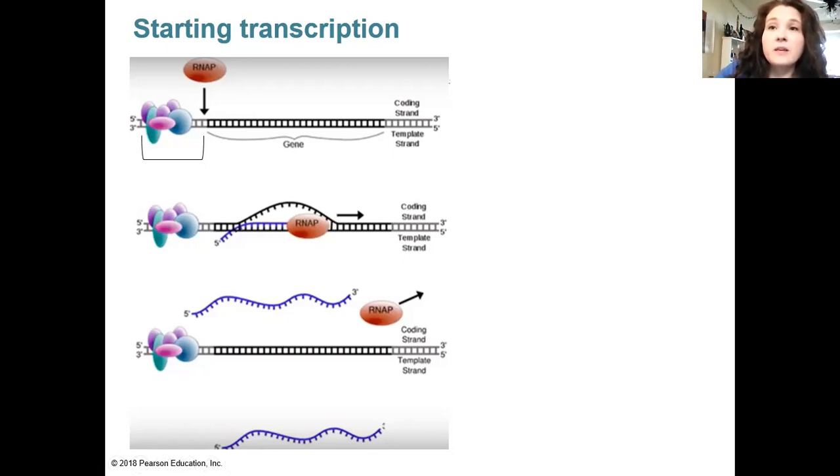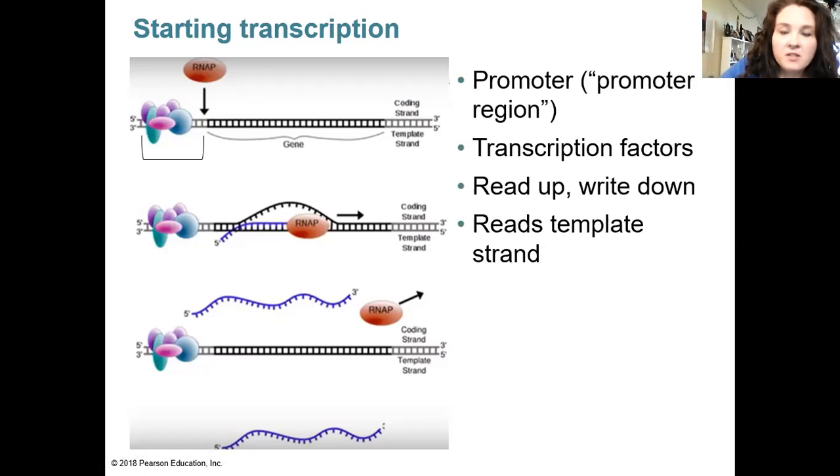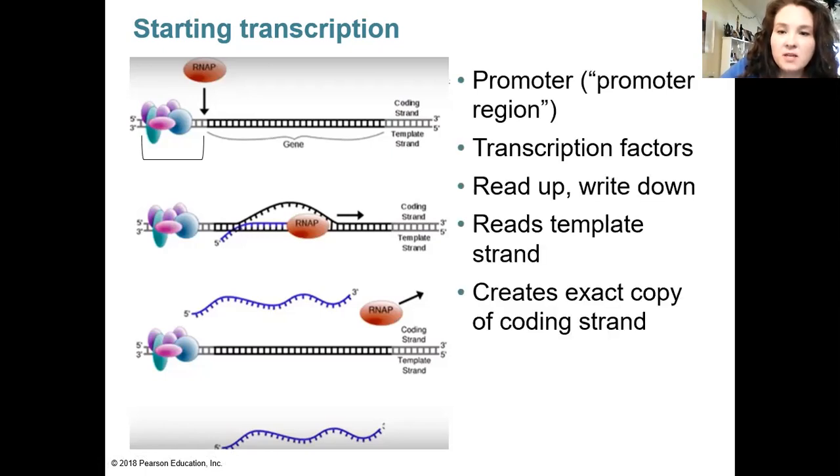It's reading the template strand to know what is on the coding strand. And the coding strand is the one with the information we want, which is why it's called the coding strand. It codes for information in the protein. Right, promoter region, transcription factors, reads the template strand, and it creates an exact copy of the coding strand.